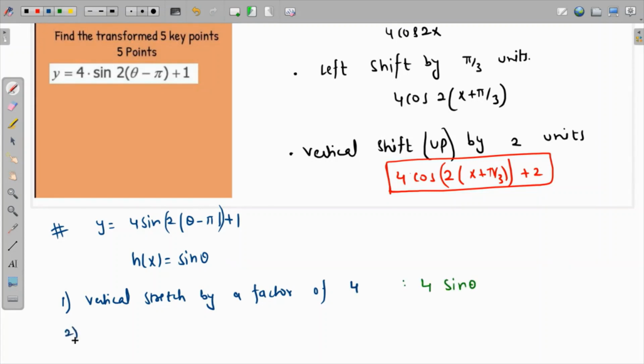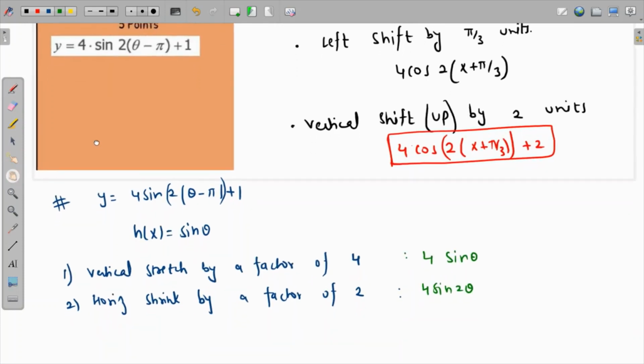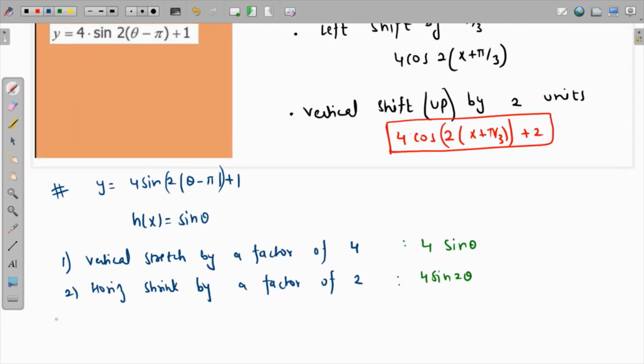The next step would be a horizontal shrink by a factor of 2. So that will give us 4 sine 2 theta. Then we have a horizontal translation, or let's call it a right shift, because if we are shifting right, then theta will be replaced by theta minus that amount, because this is minus. Horizontal shift by pi units, which will give us 4 sine 2 times theta minus pi.